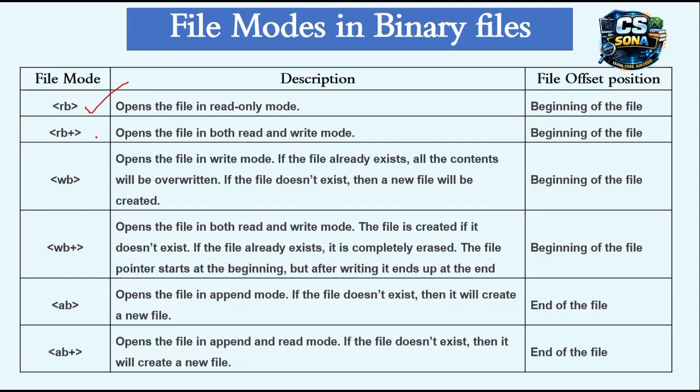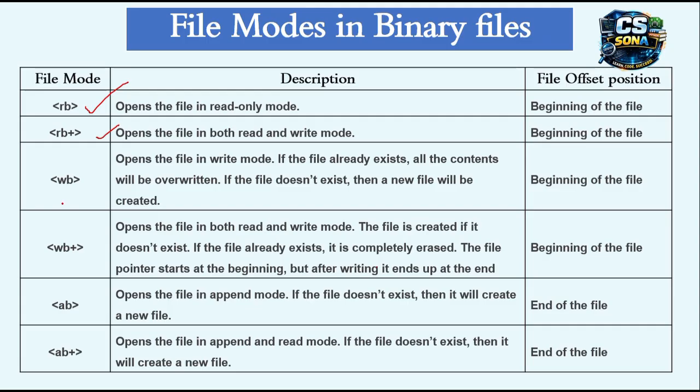Next is RB plus mode. If you are opening this file in RB plus mode, the file is opened for both reading and writing. If the file is already existing and it has some content, nothing will happen to the content. Content will be exactly there and the file will be open for reading and writing.